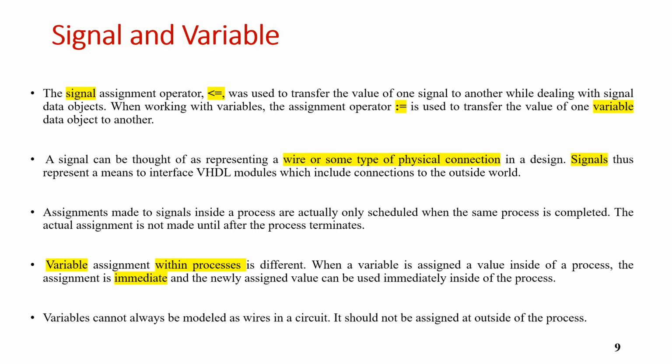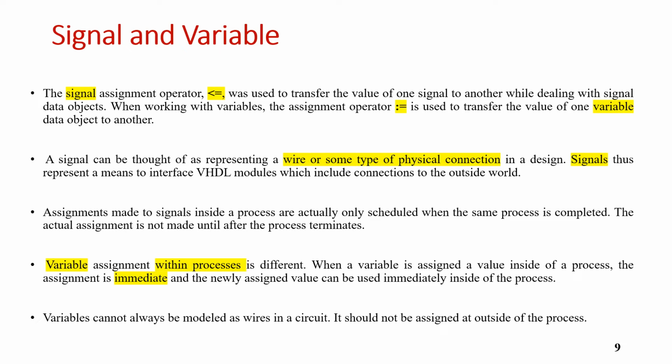In this slide, I want to discuss the difference between variables and signals. A signal is assigned by this symbol. The symbol is the less-than-or-equal symbol, but the variable is different, and a variable is assigned by colon together with equal. A signal represents a wire or some type of physical connection in a design.